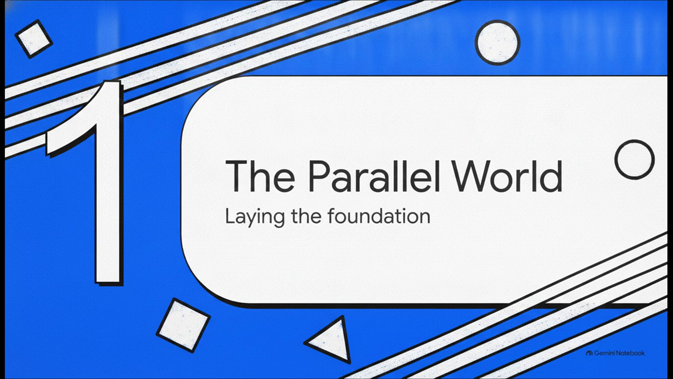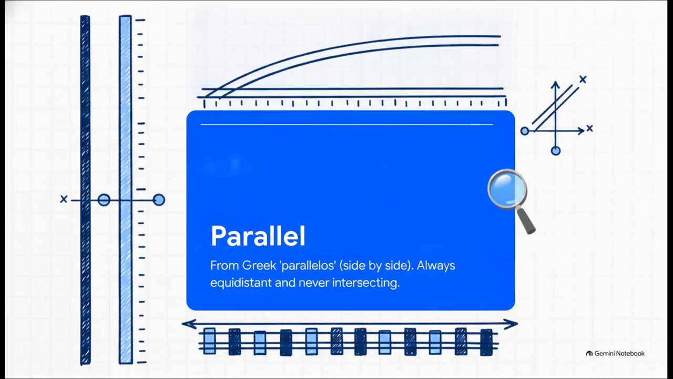Because before we start crossing lines, we really need to understand the lines themselves. So, what does it actually mean for lines to be parallel? Well, the word itself comes from the ancient Greek word parallelos, which beautifully translates to side by side. Two lines are parallel if they sit on the exact same plane and maintain the exact same slope. This means they're perfectly equidistant at all times. They will absolutely never ever intersect, no matter how infinitely far they travel in either direction.